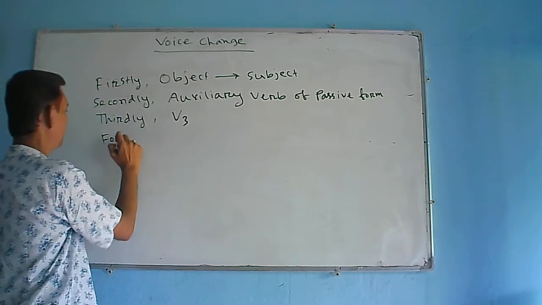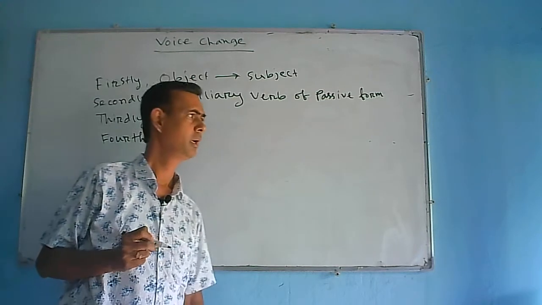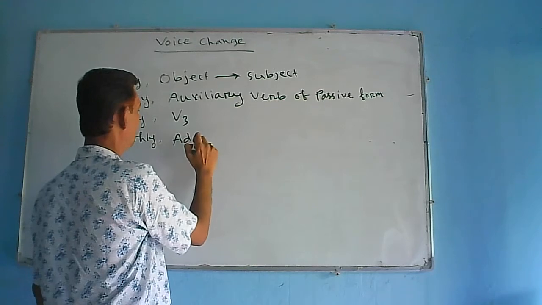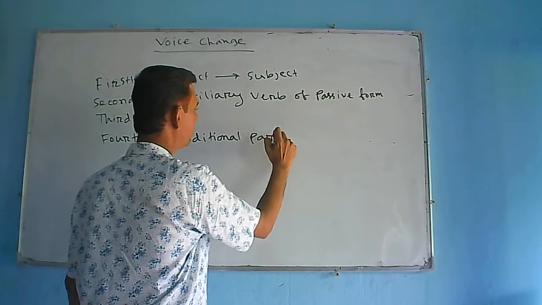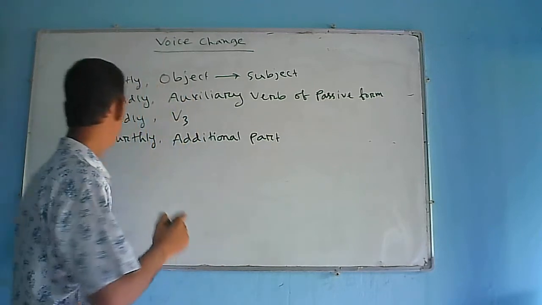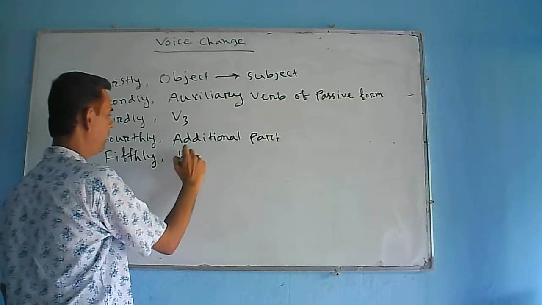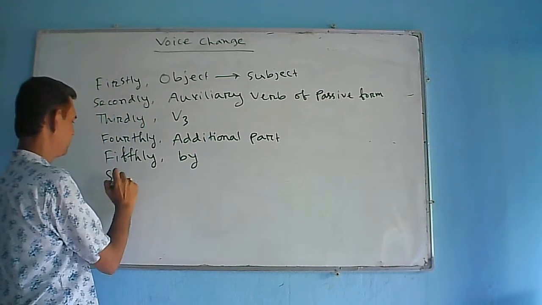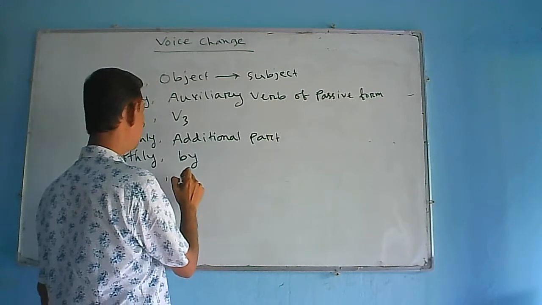Fourthly, additional part will be used here. Additional part of the sentence will be used after past participle of verb. Fifthly, by will be used. Sixthly, subject will be changed into object.